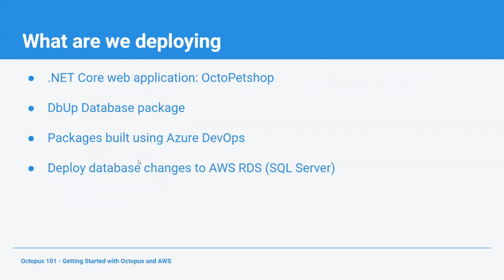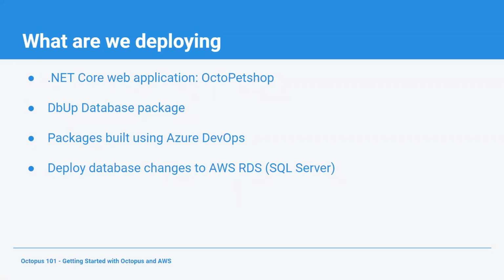So what will we be deploying? We'll be deploying a .NET Core web application called Octo Pet Shop. Octo Pet Shop is a fictitious sample application created by Octopus Deploy. It consists of 3 components.